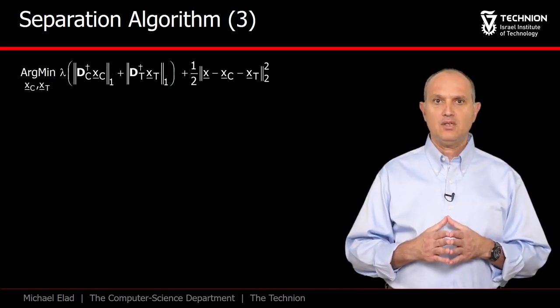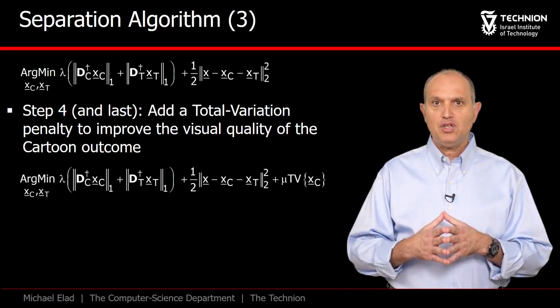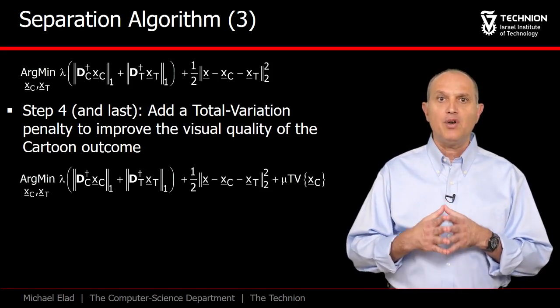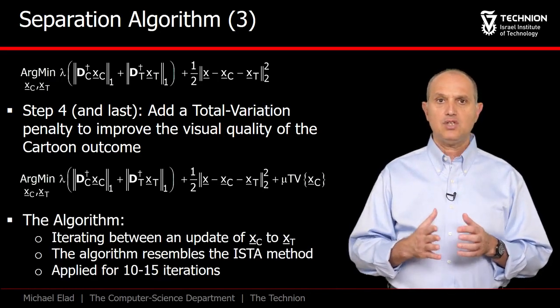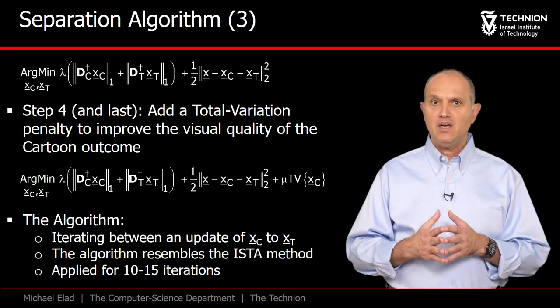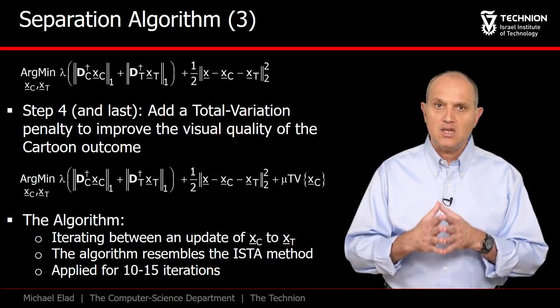This is our optimization task. The last step in our modifications is to add a total variation penalty on XC in order to avoid ringing effects. Starck suggested an iterative-thresholding-like algorithm for handling this problem, which we will not discuss here.